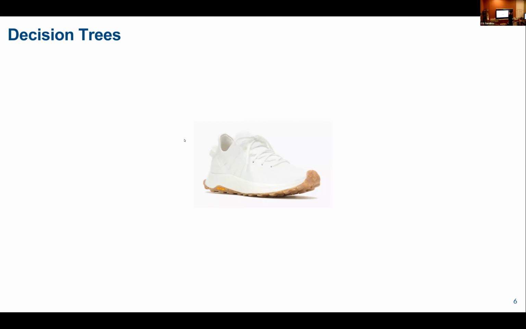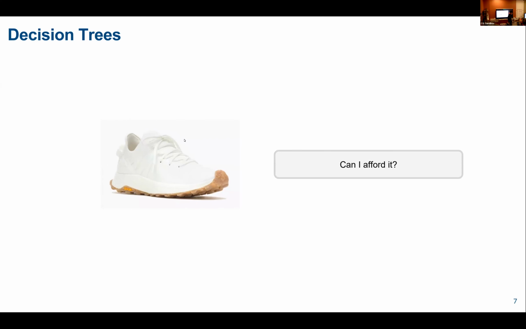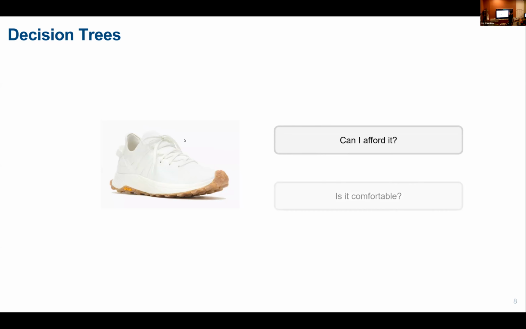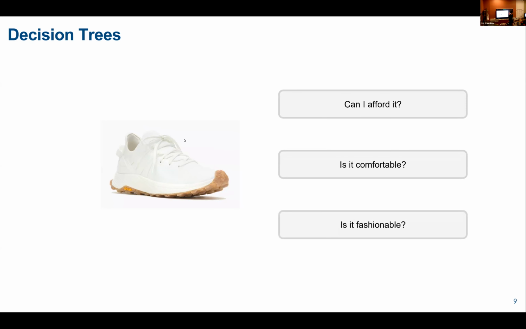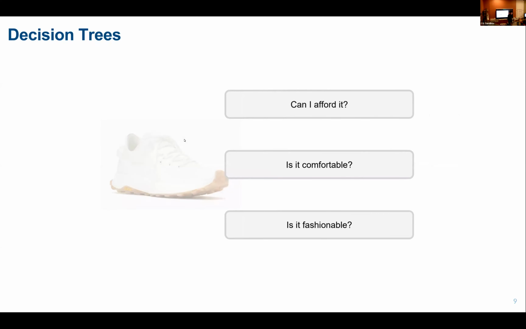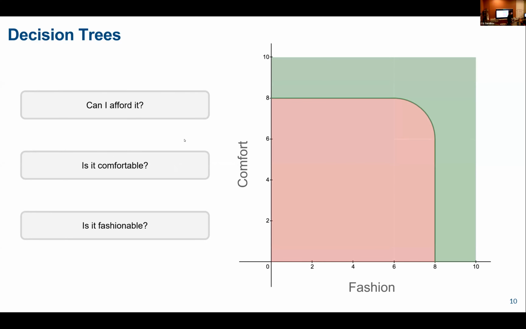But let's say you want to buy some arbitrary particular pair of shoes, right? So you have to know its price. If it's like a $4,000 Yeezy special collaboration, you probably wouldn't buy it. You have to know, maybe it's comfort. If it's rock hard, you probably wouldn't want to wear it. And you have to know if it's fashionable, because as everyone knows, wearing nice sneakers makes you look good, and that's always a plus, right? So maybe we can represent our decision boundary as something like this.